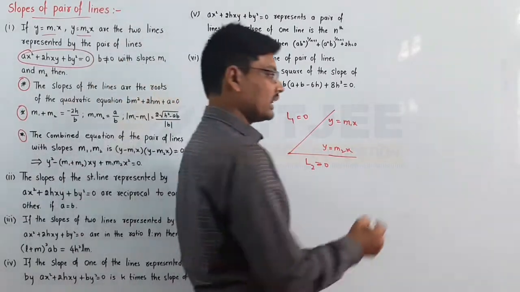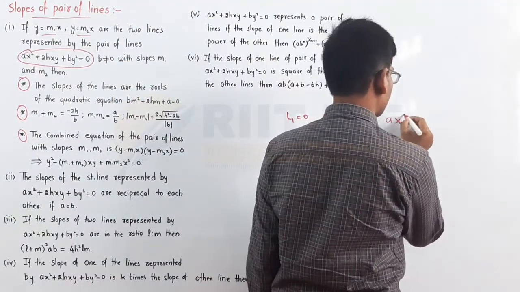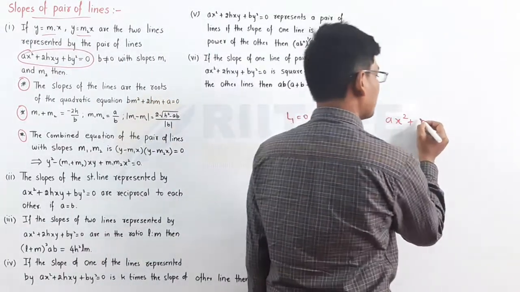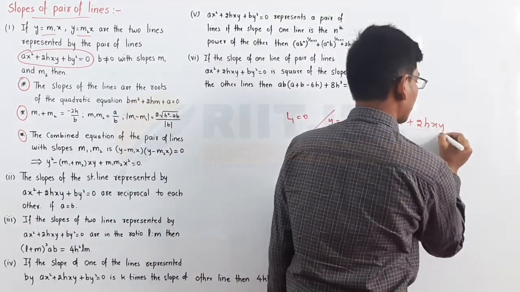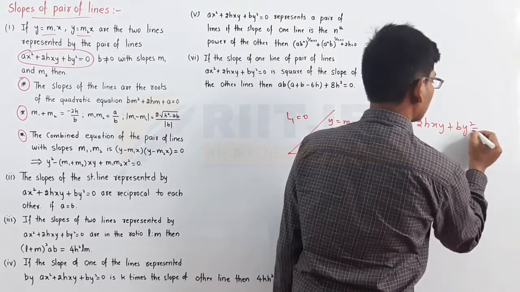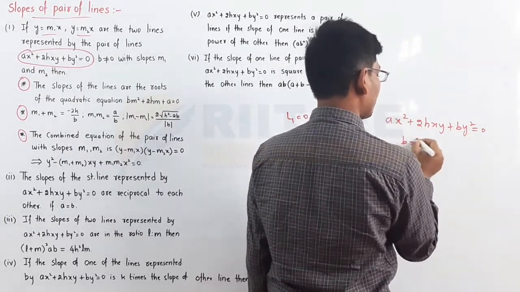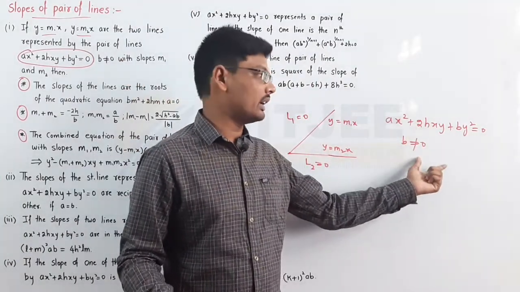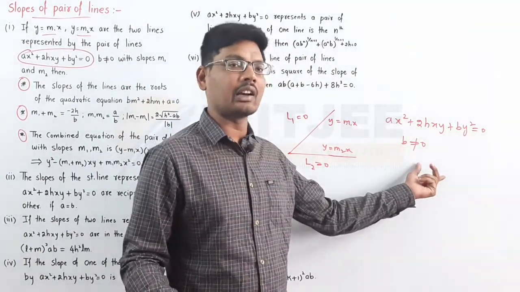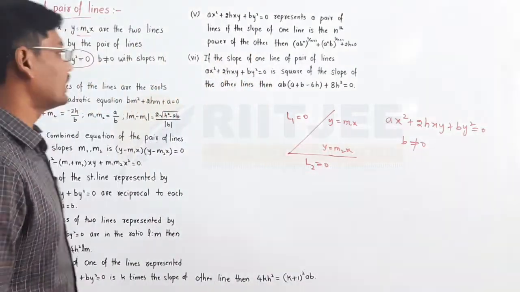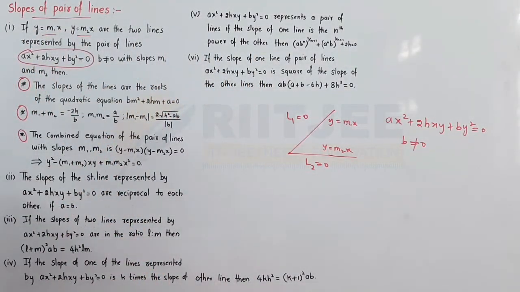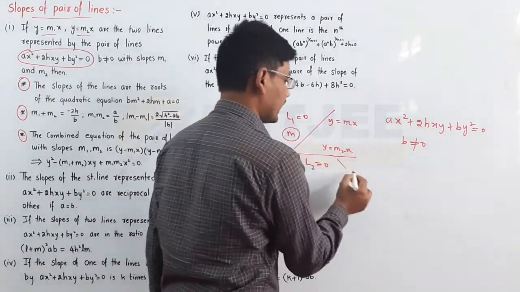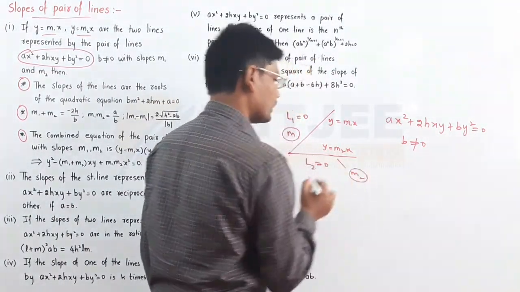For the pair of straight lines equation, we already know the standard form. The second order homogeneous equation is ax square plus 2hxy plus by square is equal to 0, where b is not equal to 0. This is the standard form of the pair of straight lines equation, the second order homogeneous equation, with the slopes m1 and m2. This line is having slope m1 and this line is having slope m2.